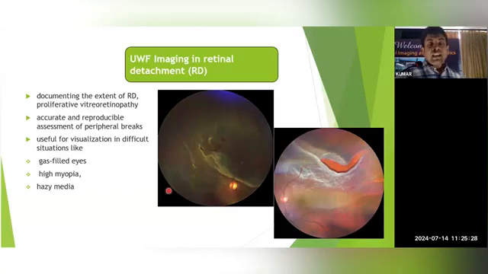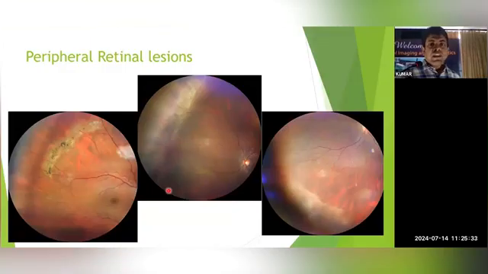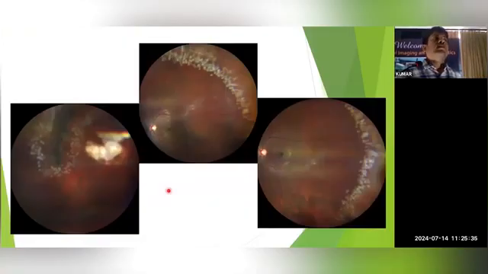So all these things help in better management and explaining to the patient. So these are some peripheral lesions we can pick up after laser. Also, while doing the laser, you can show the patient what has been done.